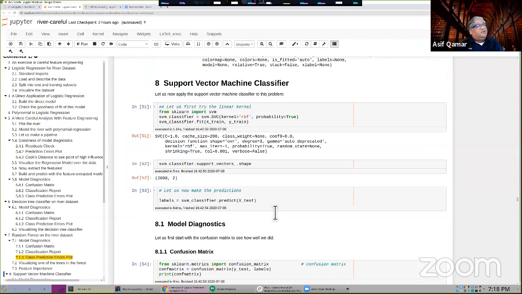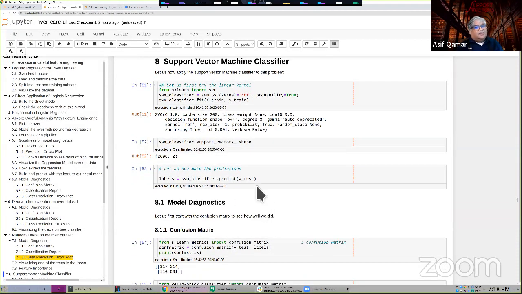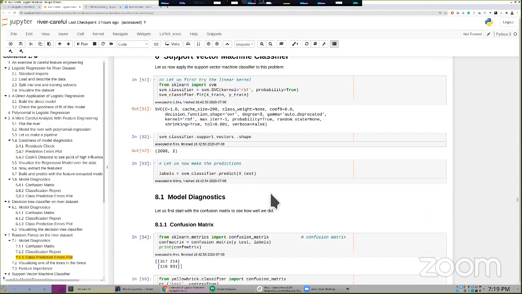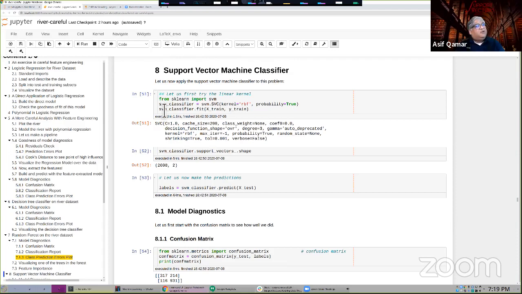Today, what I wanted to show you is how you would apply a support vector machine classifier to this data. I've applied the SVM classifier to the river data, and I have applied the SVM to the California housing data. Remember, river is a classification problem. California housing is a regression problem. We're trying to predict the median house value.